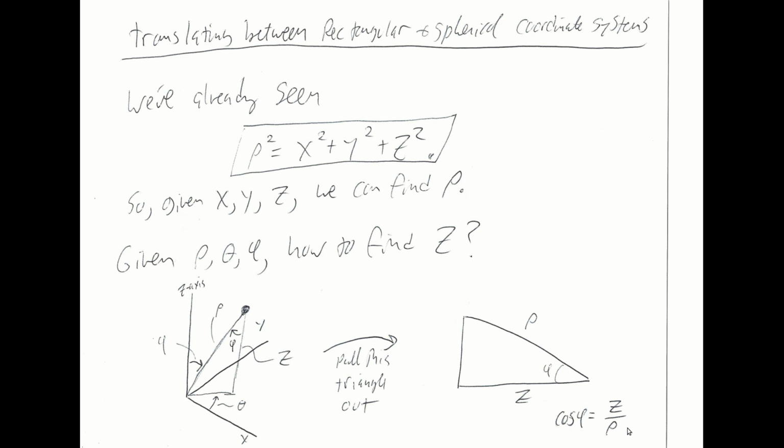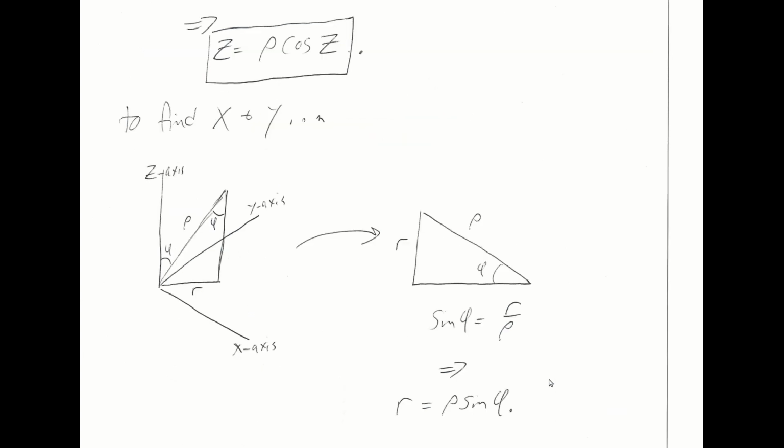So cosine of phi is going to be z over rho, and it's a simple matter to solve that for z. Z is then going to be rho cosine of phi. So that's how you find z given rho and phi. Oh drat, that's a phi right there.